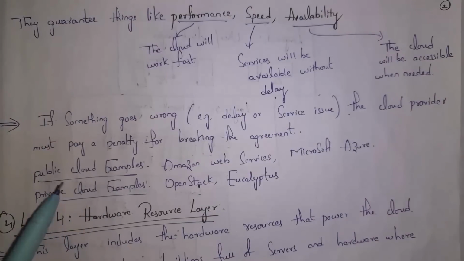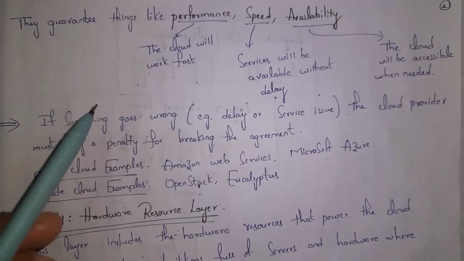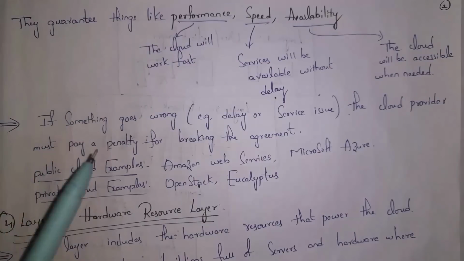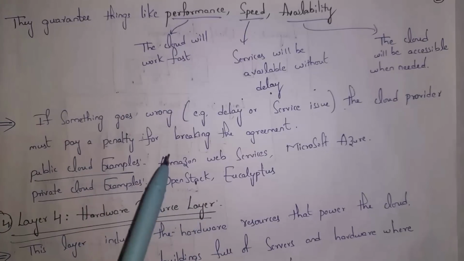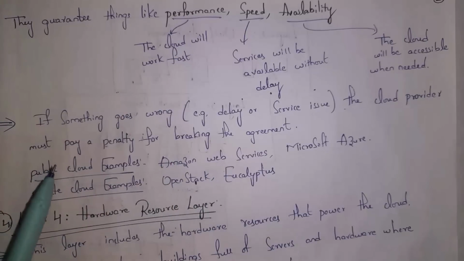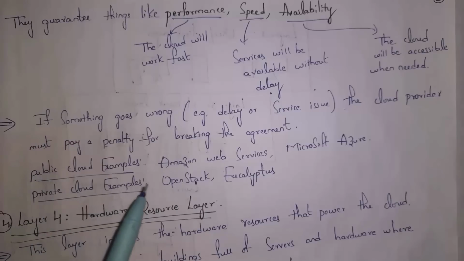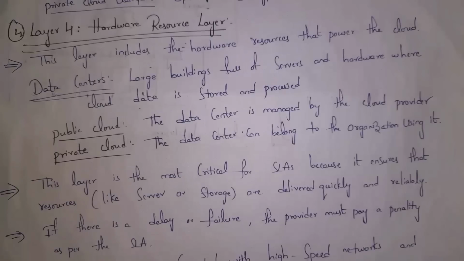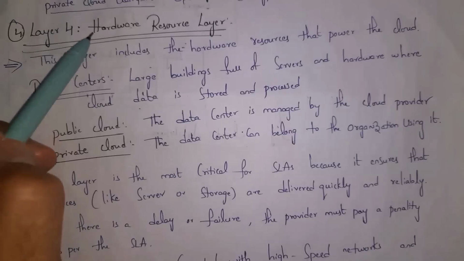Performance is nothing but cloud providers will say the cloud will work fast. And speed is nothing but whenever you want to use any service in cloud, that service will be available to you without any delay. And availability is nothing but all cloud resources are available whenever you need them. And if something goes wrong, the cloud provider must pay a penalty for breaking the agreement. Guys, AWS and Microsoft Azure, these both are examples of public cloud, and OpenStack and Eucalyptus, these both are examples of private cloud. And the fourth one is the hardware resource layer.